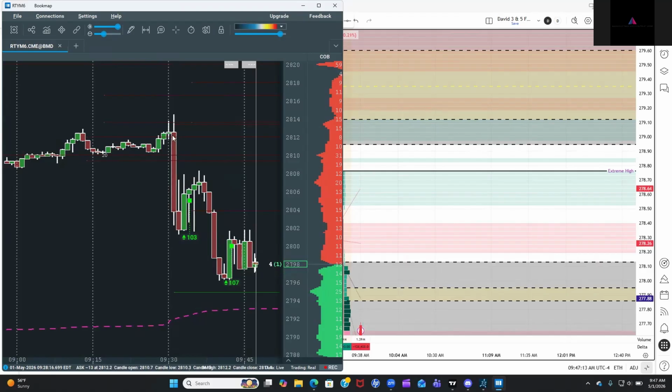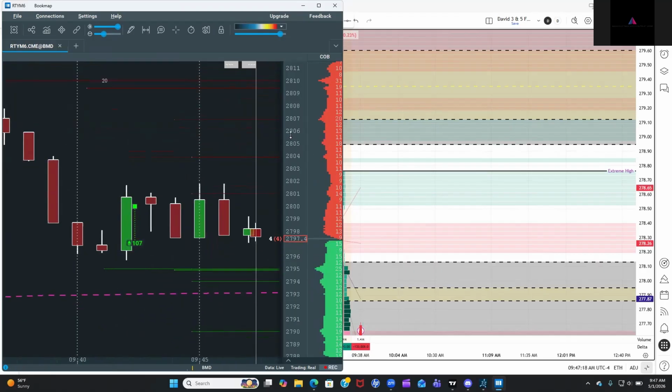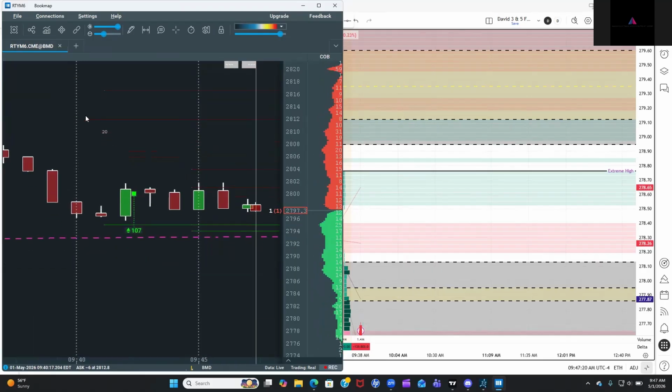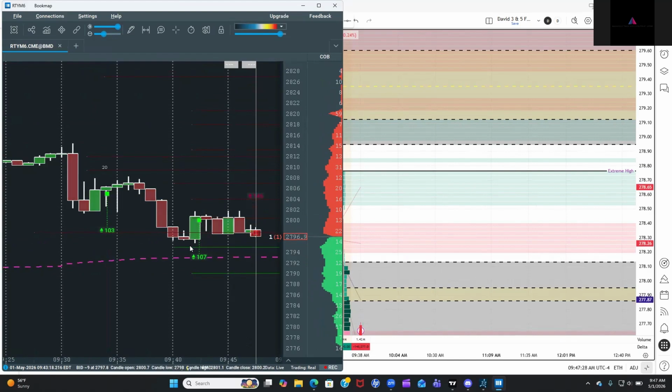Small 20s, some 15s. Let me see if I can zoom in and show which the number. Okay, mostly 20s. But these red lines are sellers, obviously. Above price is selling, below is buying. These green and red numbers are basically absorptions.